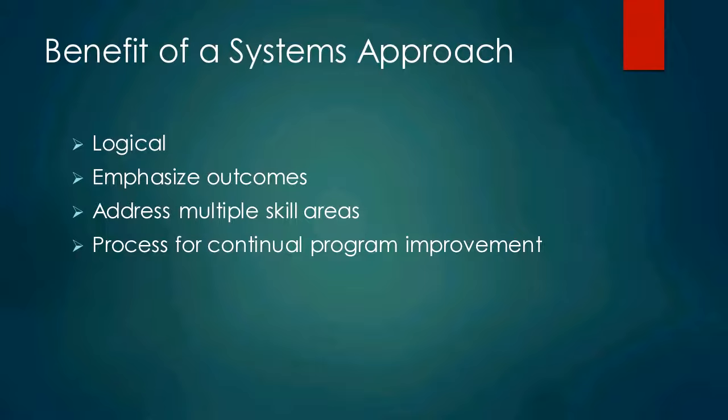We also want to make sure that we focus on the outcomes, that we identify clear performance measures, and that we have clear goals and objectives that are going to guide this work. The systems approach also enables us to maximize the skill sets that different stakeholders and different partners are going to bring to the table. And importantly, we want this to be an iterative process. We want to continue to improve the programs that we're developing, and a systems approach will help us to do that.